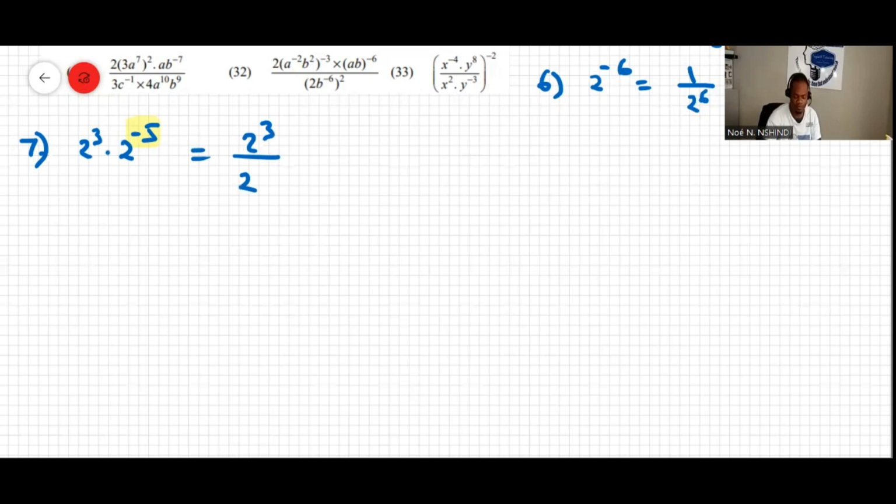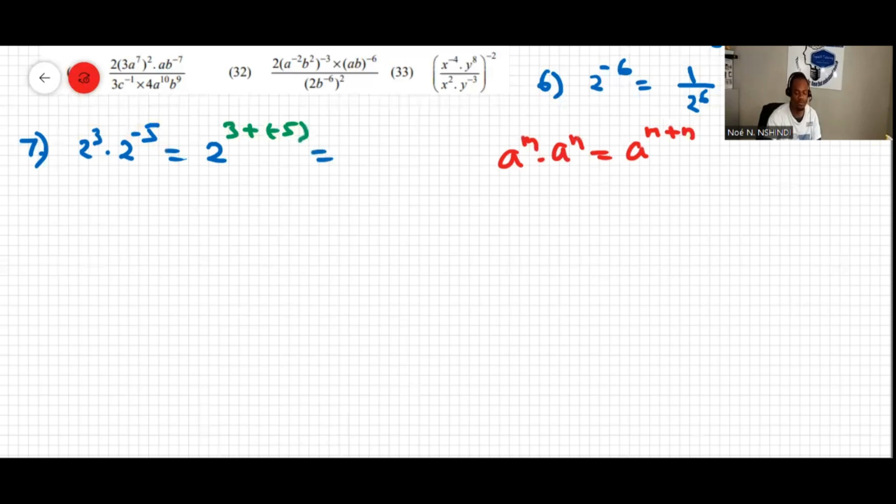Okay, first of all, this product we can combine, because the bases are common. Check the bases. Check this out. The base is 2. Because the bases are common, we have this law of exponents that says a to the m times a to the n is equal to a to the m plus n. Okay. So there we will say 2 to the 3 plus minus 5. And now this is equal to 2 to the negative 2.